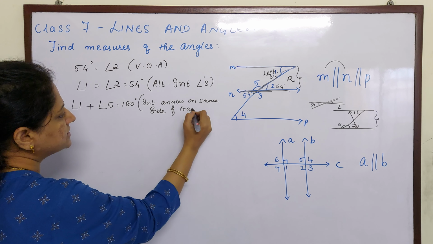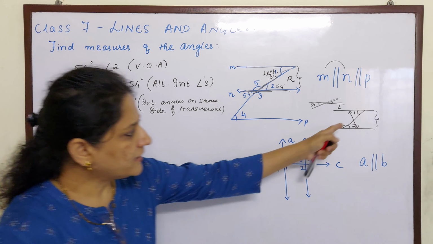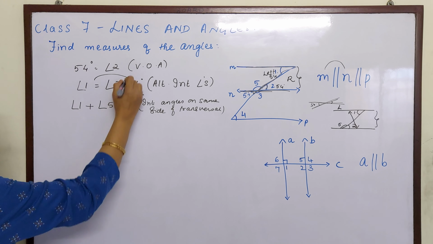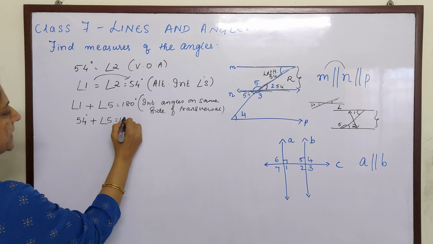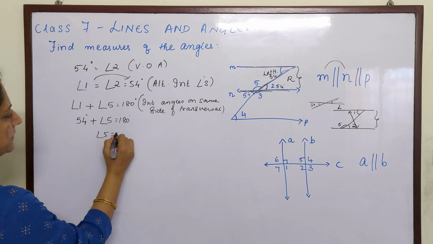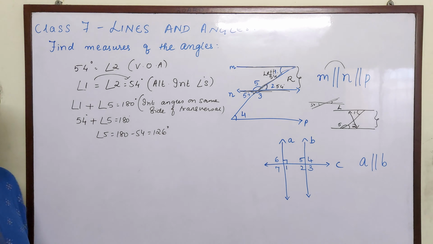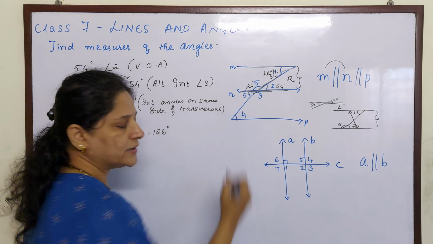Okay, now I will just substitute their value. I know what is angle 1. Just now I got that angle 1 is 54 degree. So if angle 1 is 54 degree, what will be angle 5? Angle 5 will be 180 minus 54, which will be 126 degree. So I have got angle 5, 126 degree.